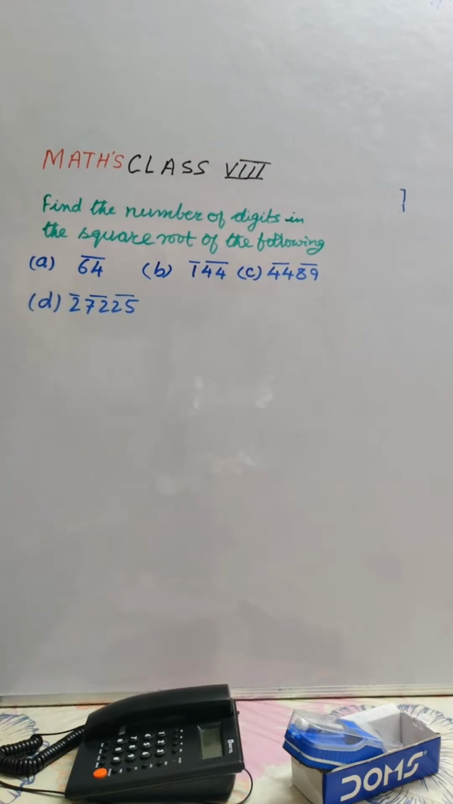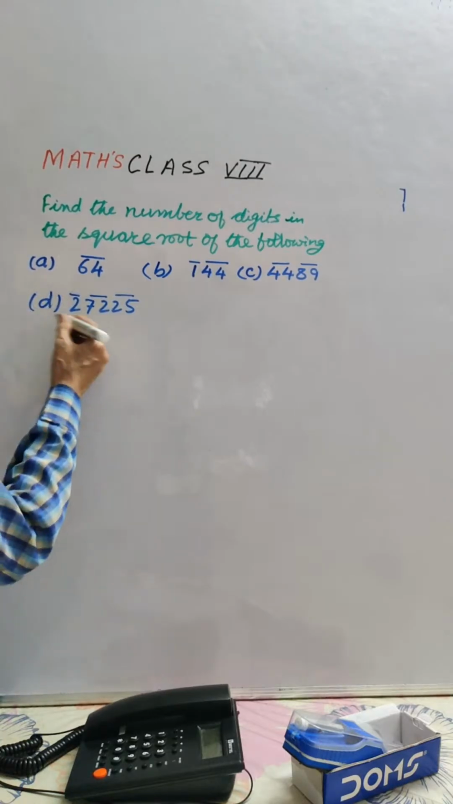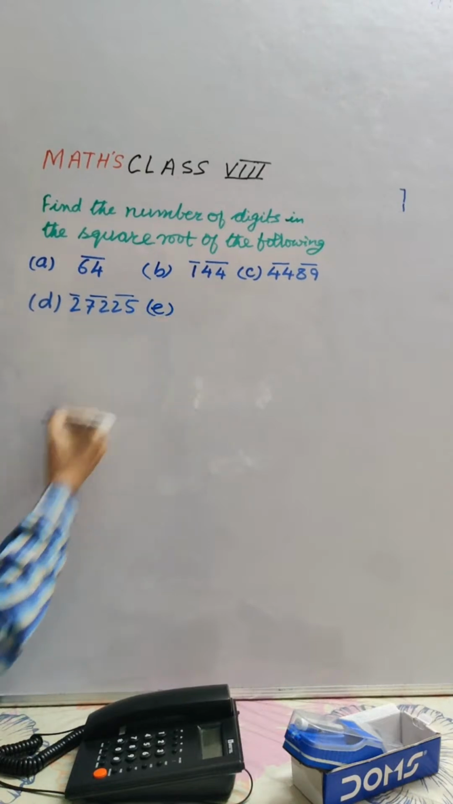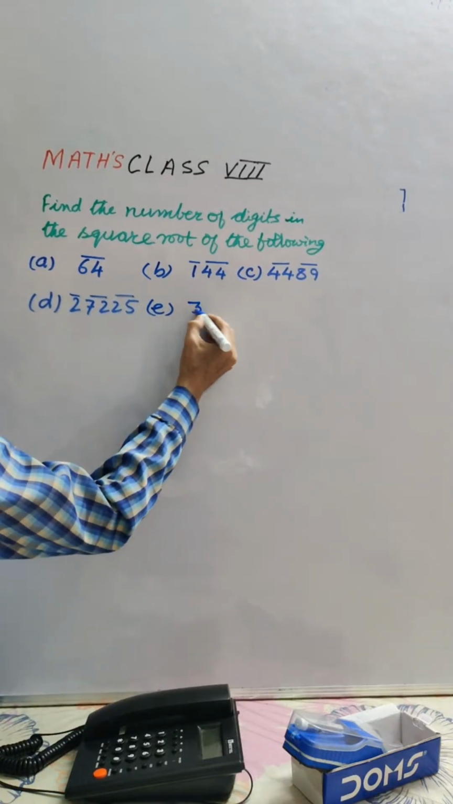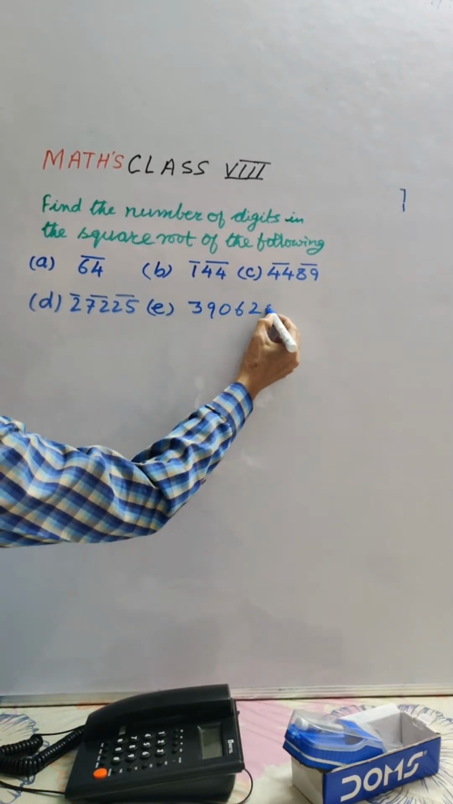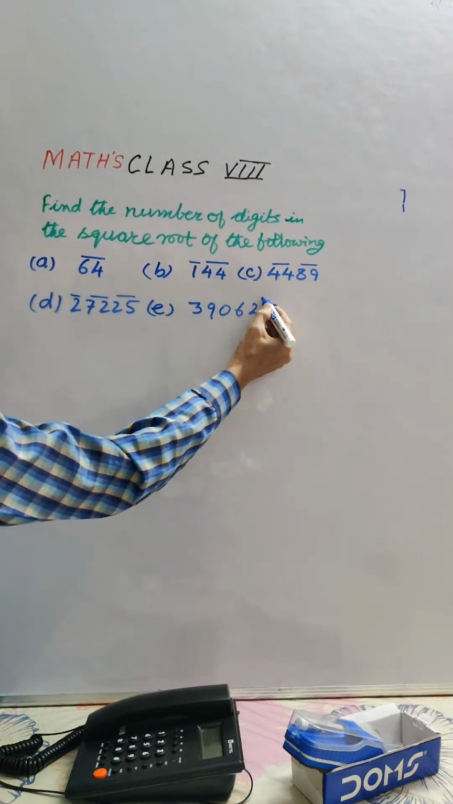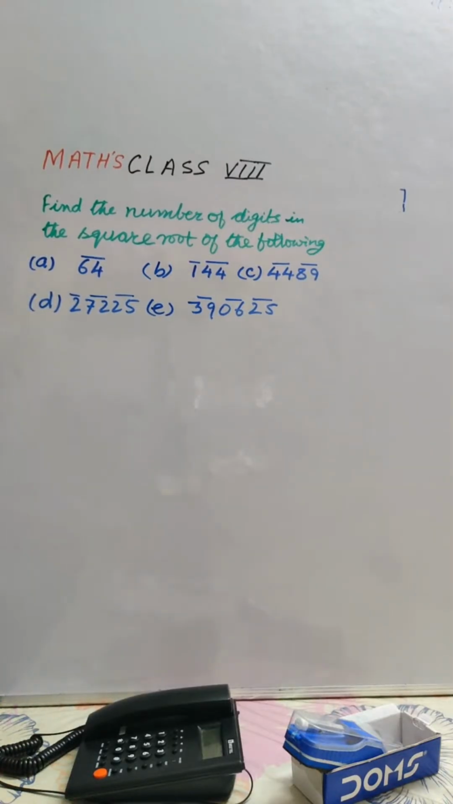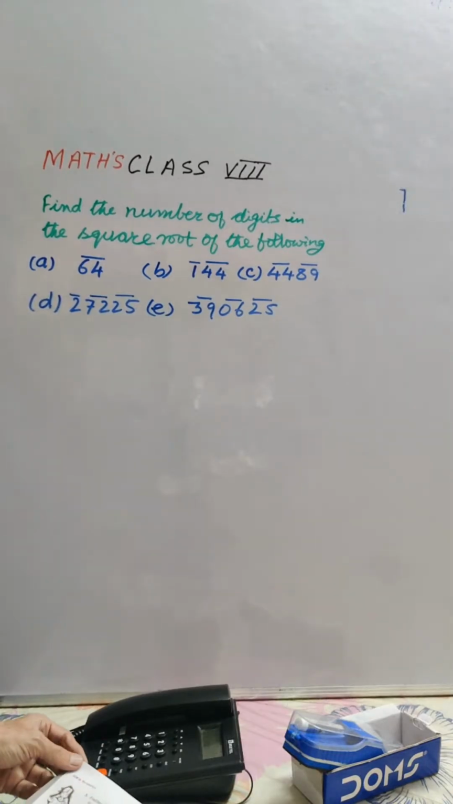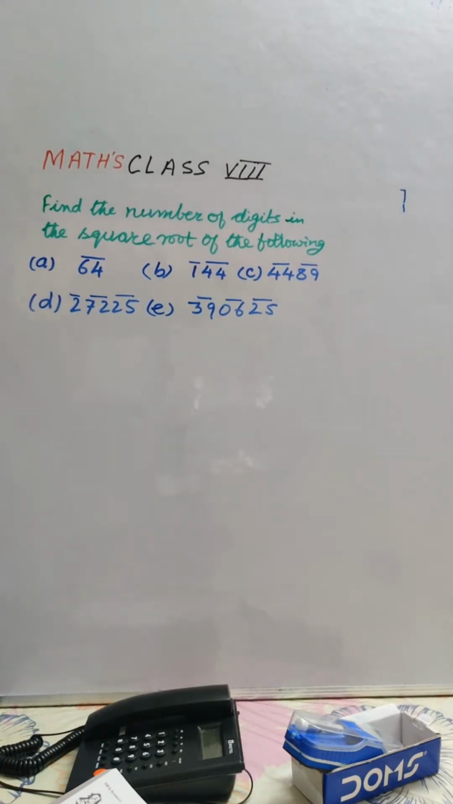Fourth number is this E, that is 390625. Making pairs from right hand side: 1, 2, 3. So there will be 3 digits in the square root of 390625. This way we can find the number of digits in the square root of any number without any calculation.